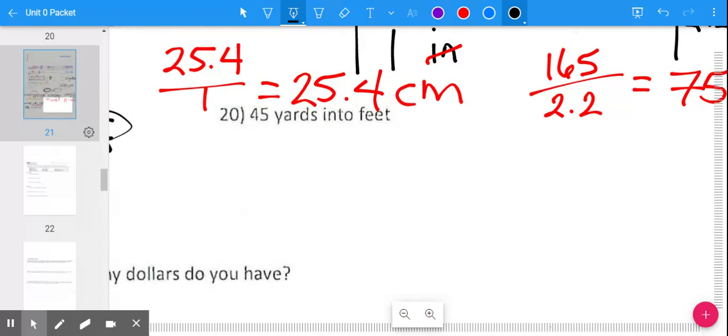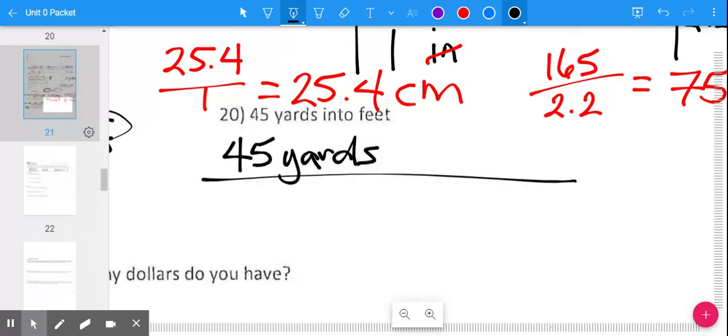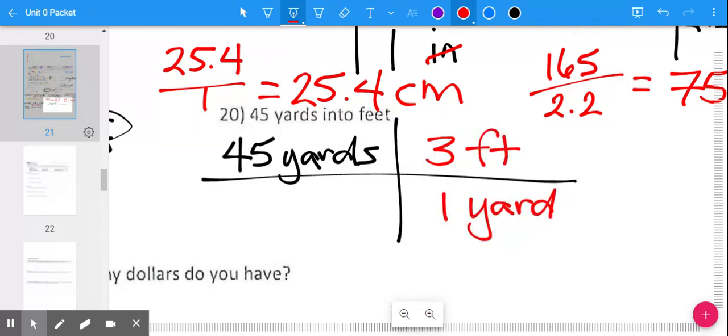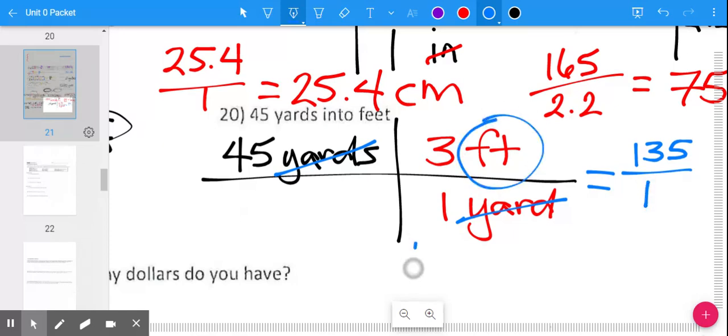All right, next one, 45 yards into feet. So we have 45 yards, and we want to transfer it into feet. We know that there are 3 feet in 1 yard. Remember, you have to have the units on top and at the bottom. So yards up top, yards on bottom. So we're left with 45 times 3, which is 135. In the denominator, you have a 1. So when we divide that out, we end up with 135 feet because feet was the only units we have left.